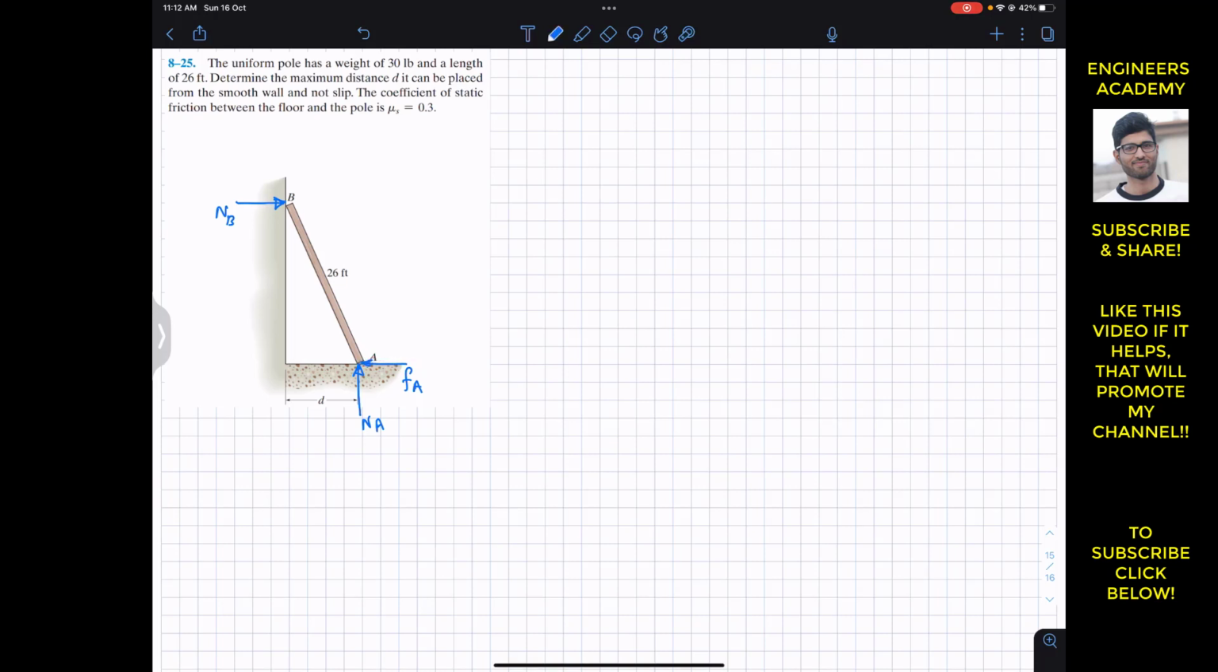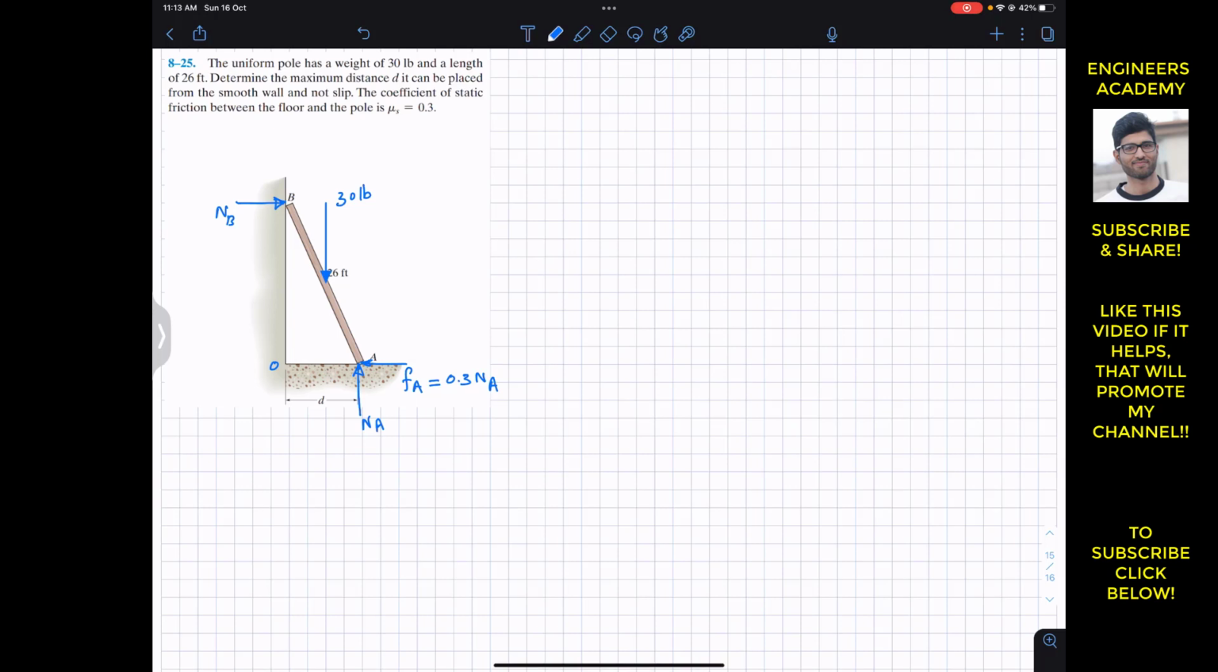And since we are considering that the pole is not slipping, we are considering the equilibrium condition. So for that, this Fa will be equal to mu s, that is 0.3 times Na. And now the weight of the pole is going to act at its mid length, so this will be the weight, and this weight is 30 pounds. And let's say that this corner point is point O.